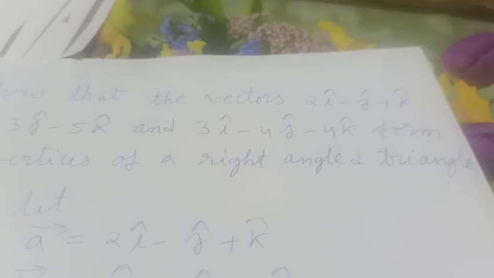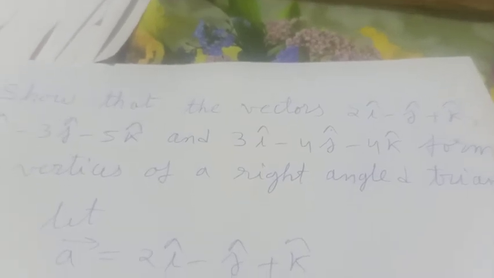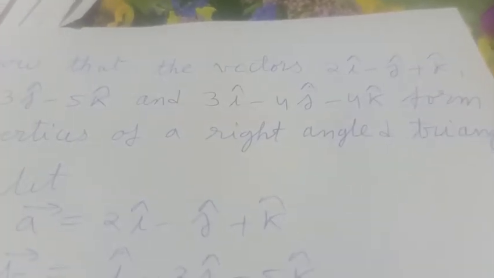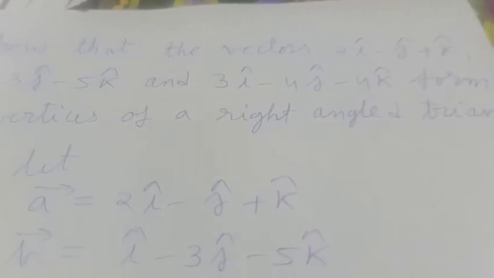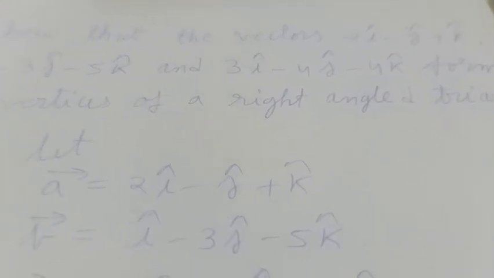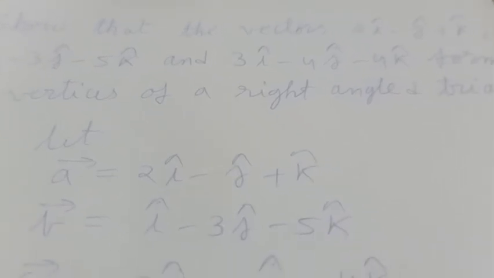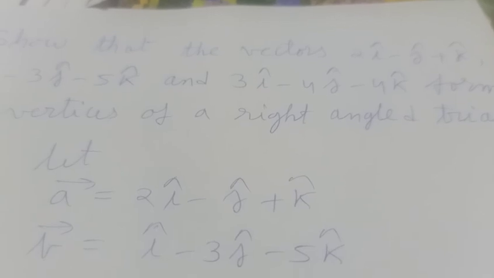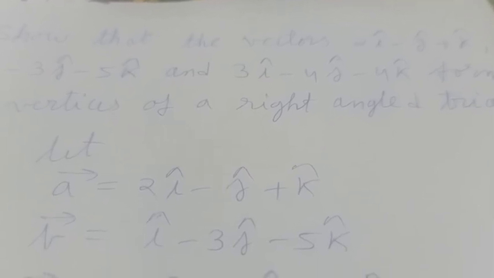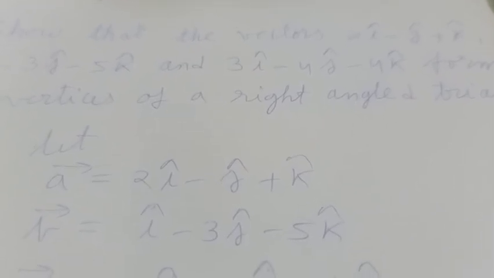Next one is show that the vectors 2i minus j plus k, i minus 3j minus 5k, and 3i minus 4j minus 4k form the vertices of a right angle triangle. Okay, so we assume first that these vectors are represented by vector a, vector b, and vector c respectively.